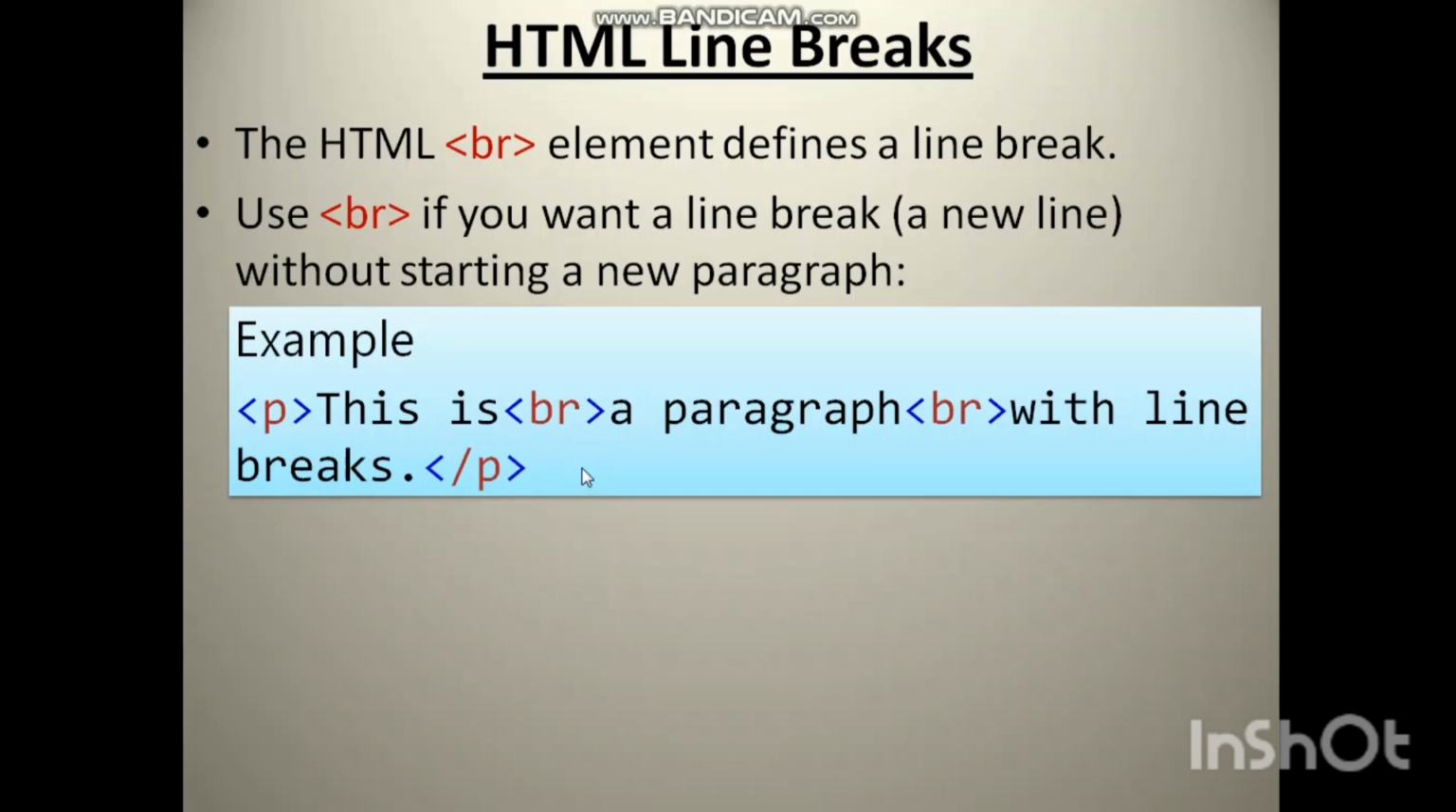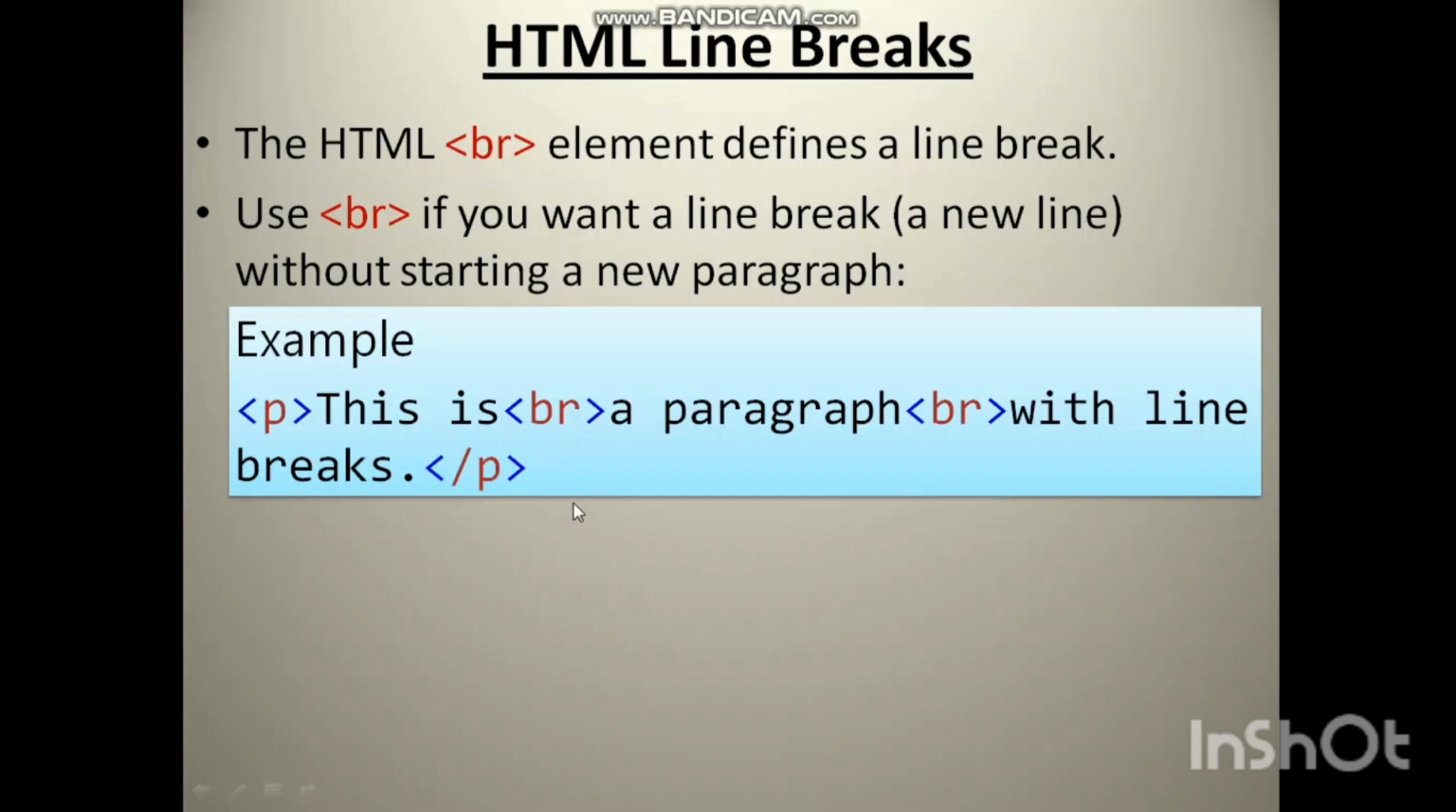Example here, this is a paragraph, p forward slash p. There is a paragraph with the help of the p tag. Then this is BR, a paragraph with line breaks. What happens here is that with the help of the BR tag we are separating this paragraph into lines. So this will print: on the second line a paragraph, then on the third line with line breaks.